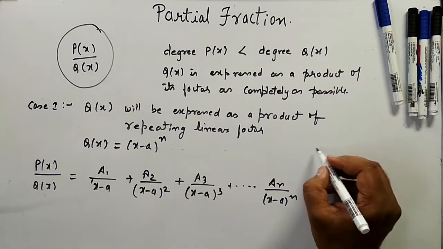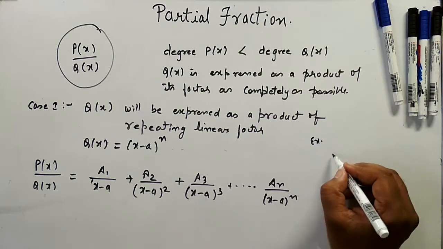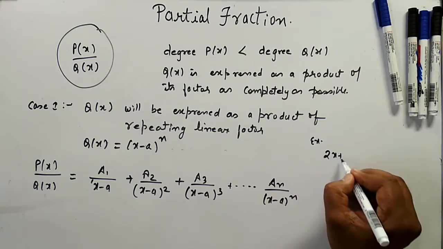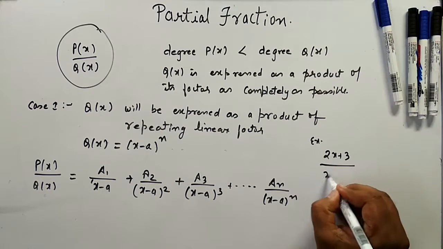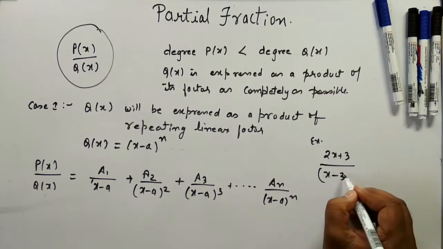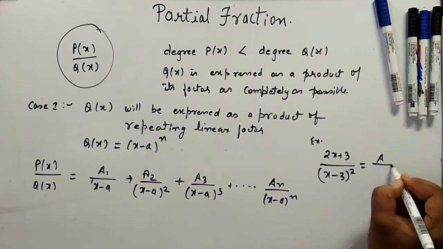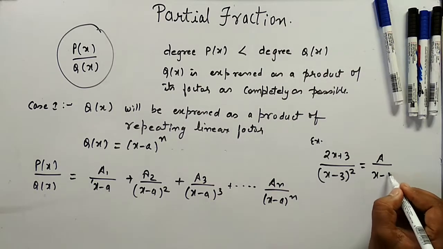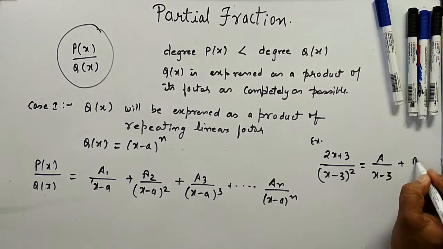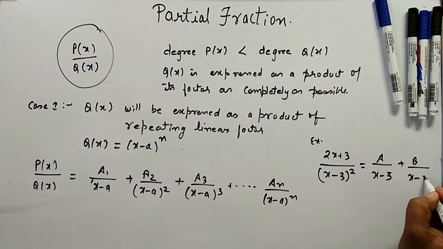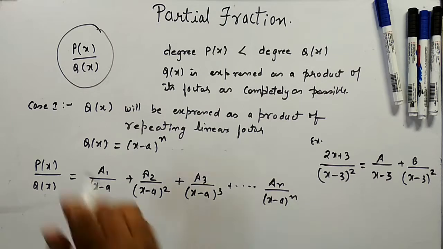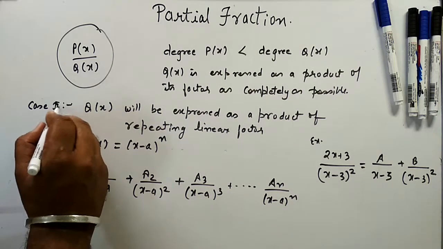If we take an example of this, that is 2x plus 3 upon x minus 3 whole square, the partial fraction form of this will look like a by x minus 3 plus b by x minus 3 whole square. Okay, this was case 2.